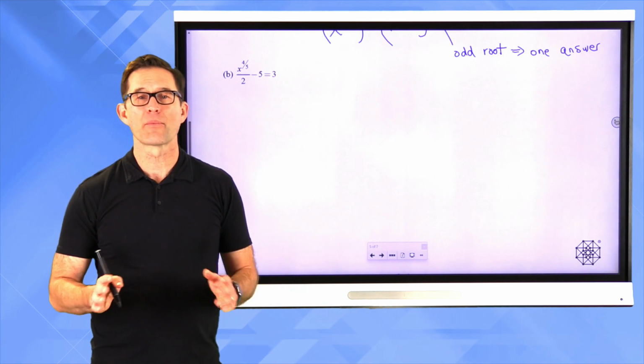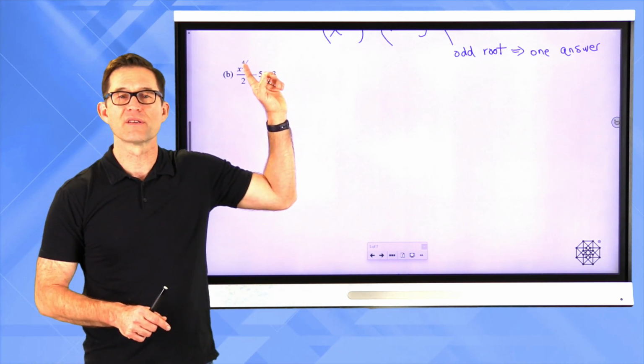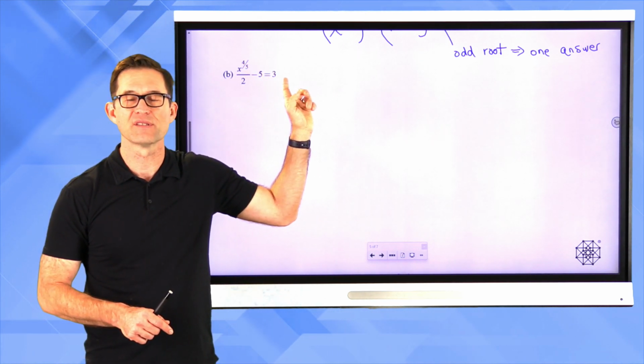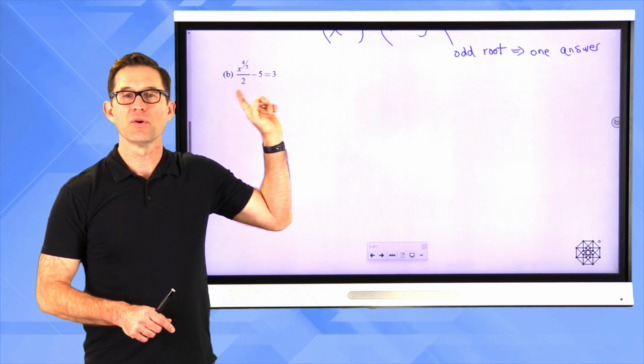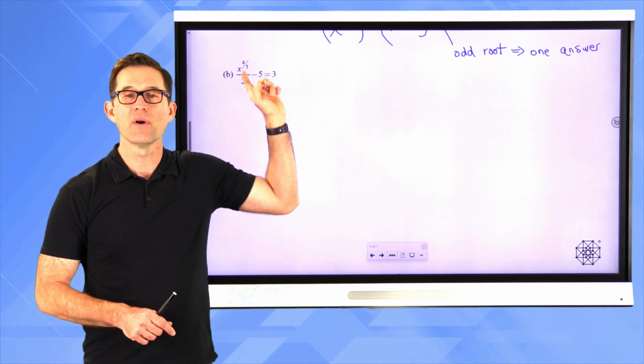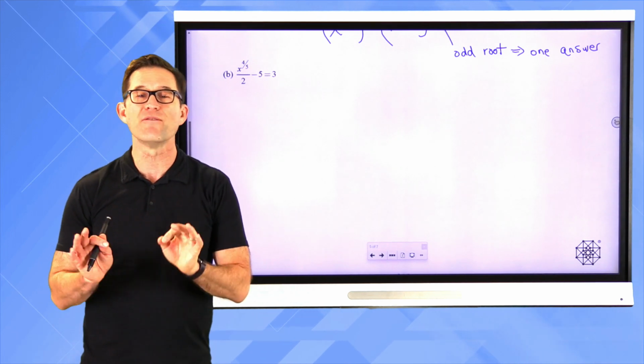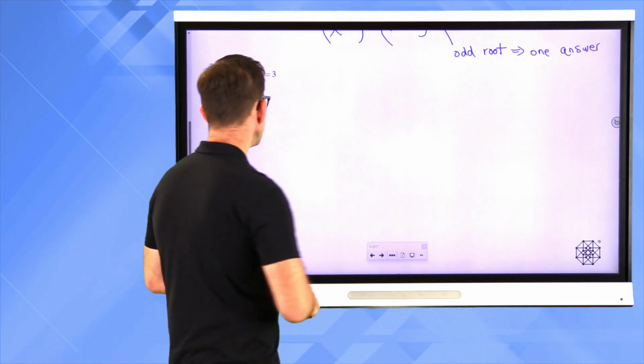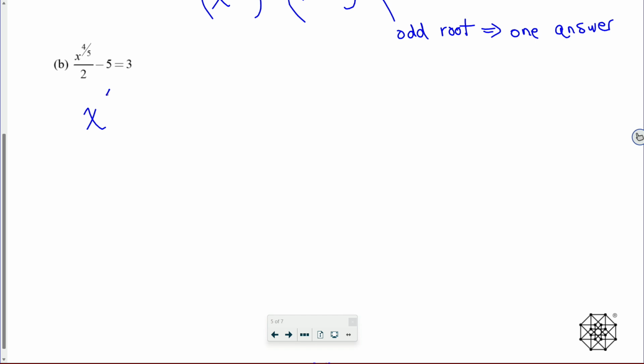All right, little order of operations discussion, right? I've got x raised to the 4/5 divided by 2 minus 5 is equal to 3. I'm going to add 5 to both sides. I'm going to multiply both sides by 2, and then I'm going to raise both sides to the 5/4 power. Here we go. Let me again rewrite it a little bit larger.